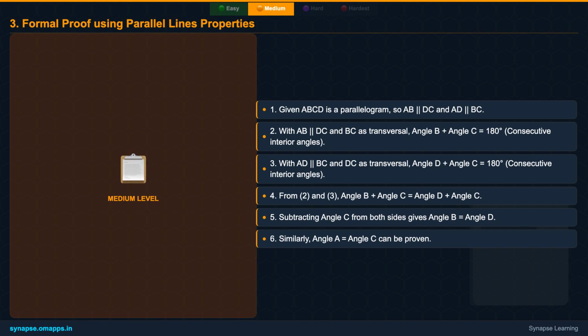3x + 10 is equal to x plus 40. Solving this equation gives you the value of x, and then you can easily find the measure of the angles. This shows how a fundamental theorem translates into practical problem solving.